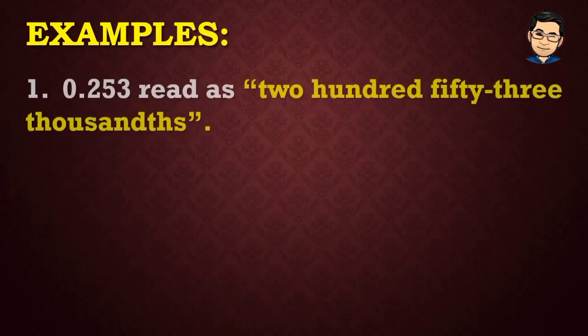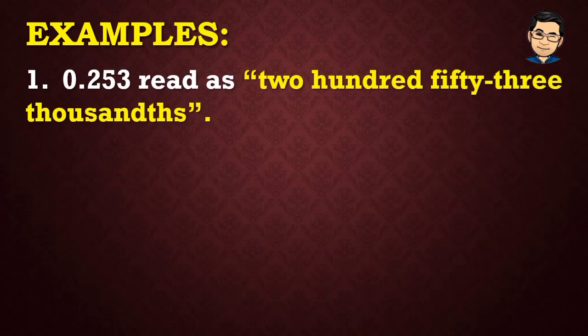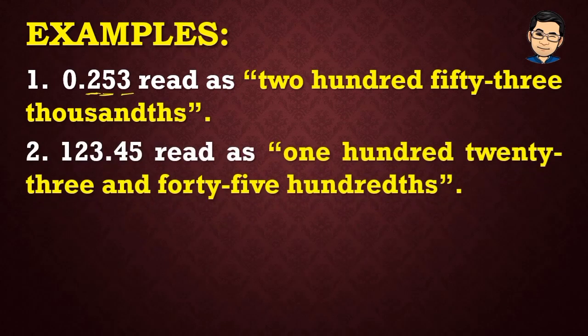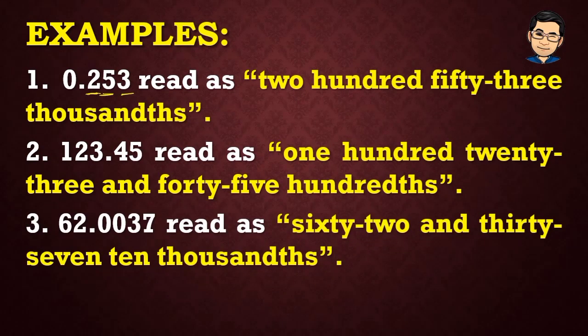Number 1, some read it as 0.253, but the correct reading is 253 thousandths. The place value of the 2 here is tenths, the 5 is hundredths, and the 3 is thousandths. Number 2, 123.45, read as 123 and 45 hundredths. And then the last one, which some read as 62.0037.